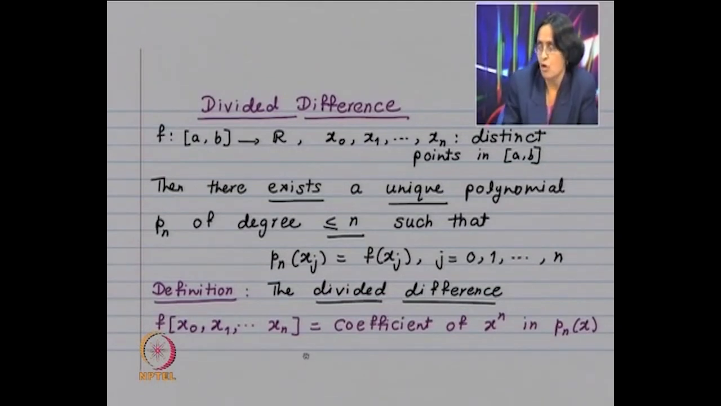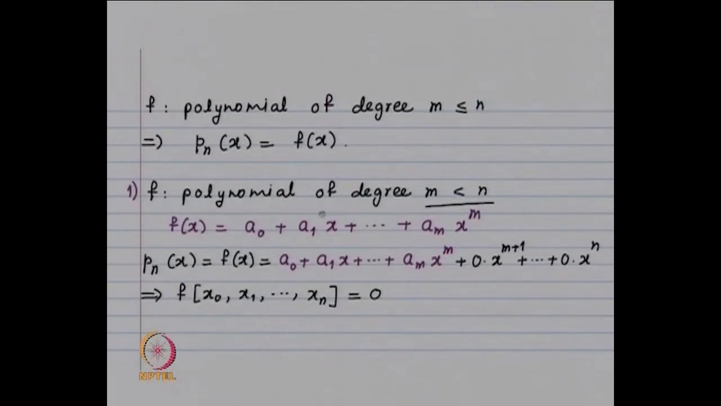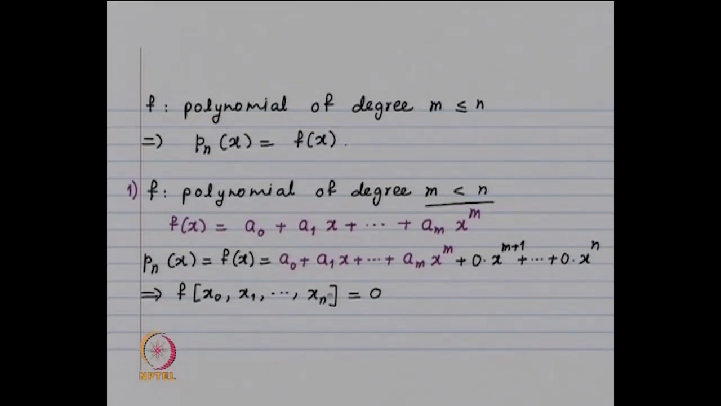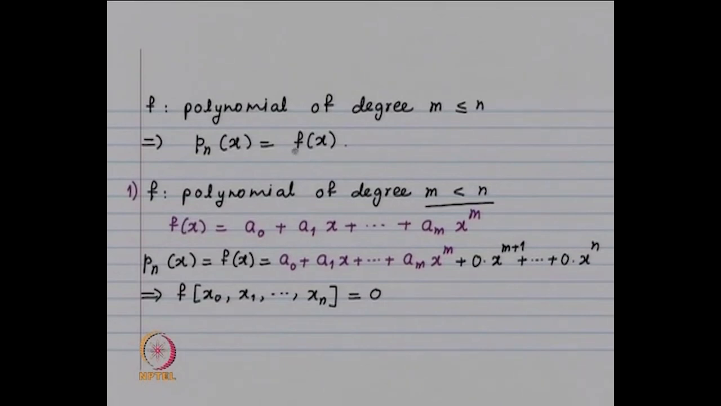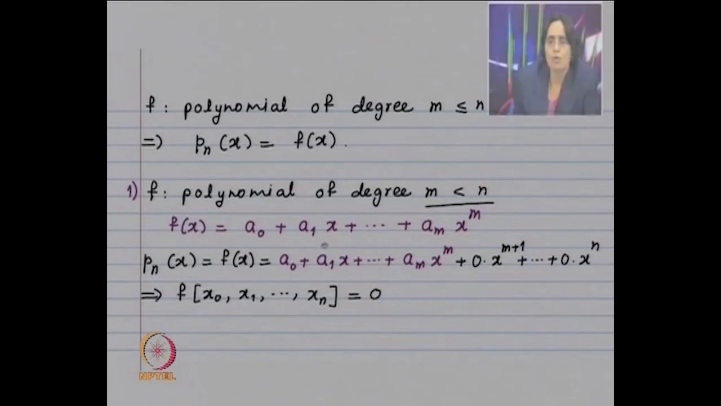Now, last time we saw that if f is a polynomial of degree m, which is less than n, then the divided difference is going to be 0. Because if f is a polynomial of degree m less than or equal to n, then the interpolating polynomial is the function itself. F being a polynomial of degree m, it will be of this form, a 0 plus a 1 x plus a m x raised to m. To that we add 0 into x raised to m plus 1 plus 0 into x raised to n. So, the coefficient of x raised to n is going to be 0. So, this was the first property.